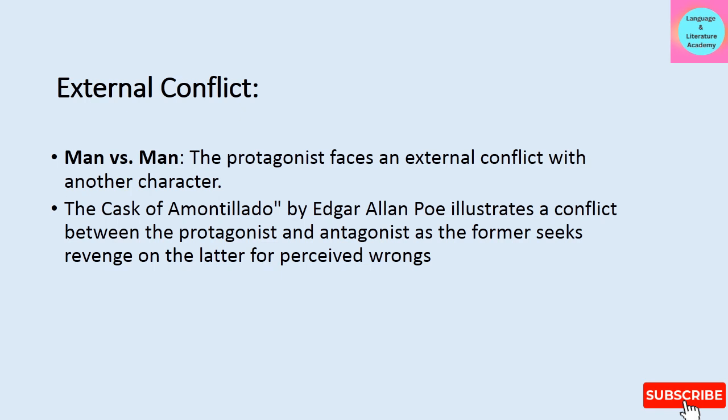So first of all, let's discuss what is external conflict. There are various types of external conflict as well. The very first type is called man versus man. The protagonist faces an external conflict with another character. The Cask of Amontillado by Edgar Allan Poe illustrates a conflict between the protagonist and antagonist as the former seeks revenge on the latter for perceived wrongs.